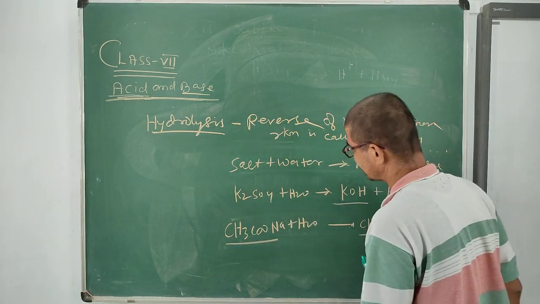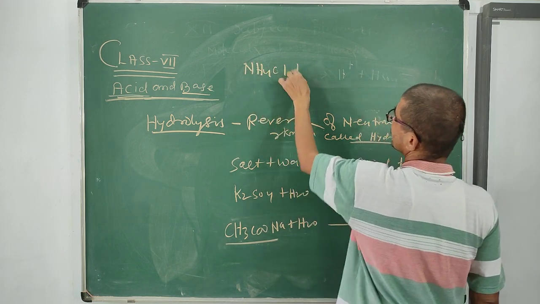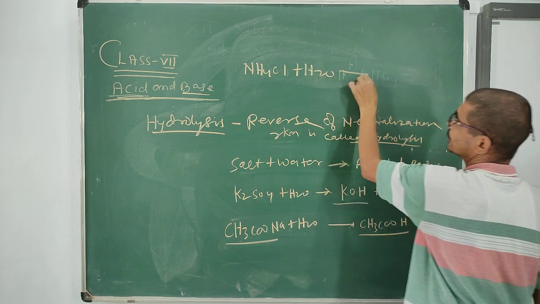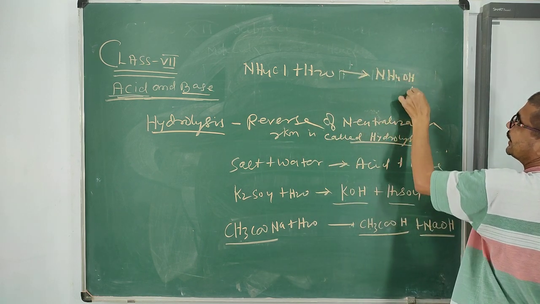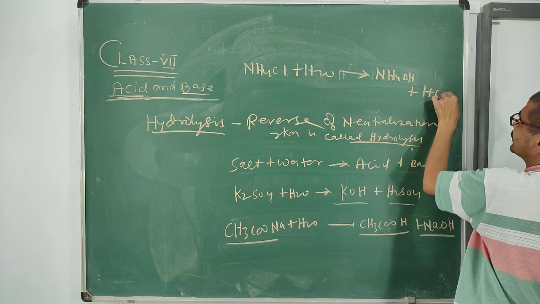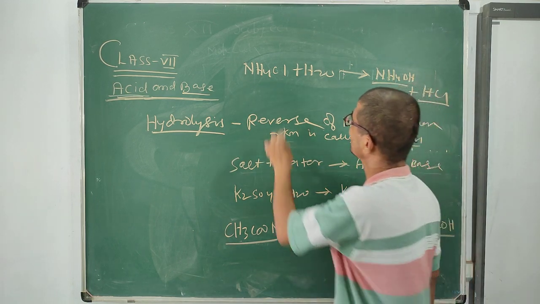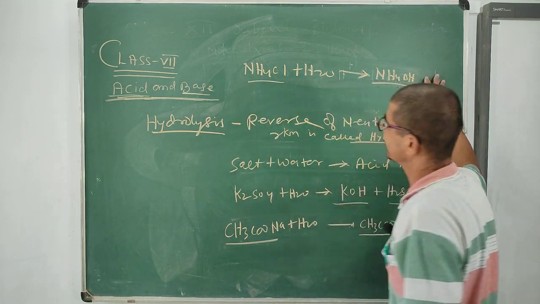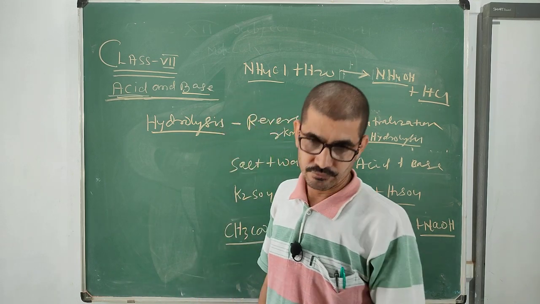Similarly, I am just taking another example. In case ammonium chloride undergoes hydrolysis, it means interaction of water molecules, we will get ammonium hydroxide and hydrochloric acid. Ammonium hydroxide is a weak base and hydrochloric acid is a strong acid. So the solution is acidic here. Why is it called acidic? Because the acid is strong here. So this is hydrolysis. Thank you and see you again next class.